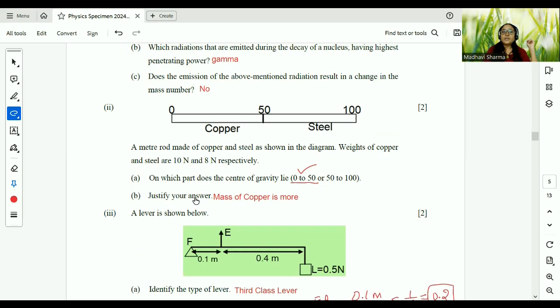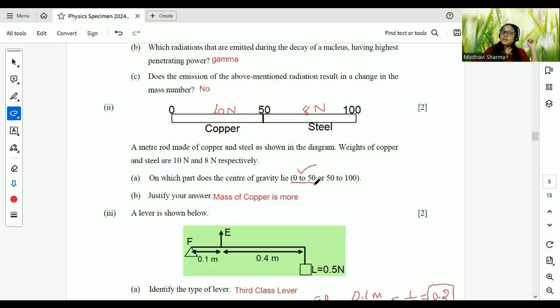Second one, a meter rod is made up of copper and steel as shown in the diagram. Weights of copper and steel are 10 newtons. So copper is 10 newtons and steel is 8 newtons. On which part does the center of gravity lie? Of course, it has to be 0 to 50.